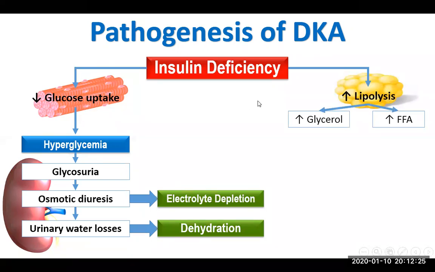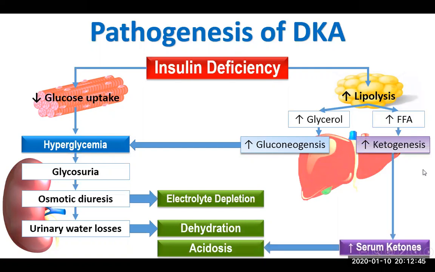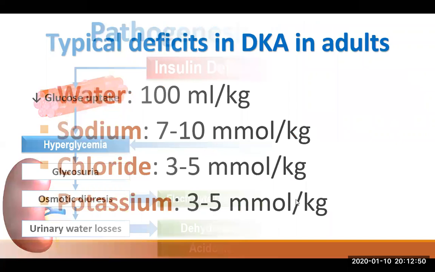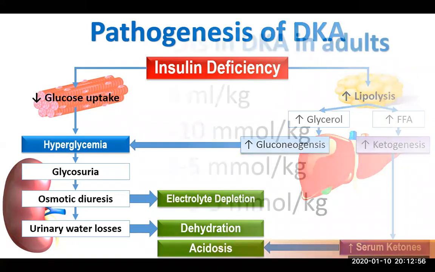And in another arm, insulin deficiency leads to increased lipolysis with increased glycerol and increased free fatty acids. Increased glycerol leads to increased gluconeogenesis in the liver, which leads to hyperglycemia and so on, dehydration and electrolyte depletion. In the other arm, increased free fatty acids lead to increased ketogenesis with increased serum ketone bodies, which lead to acidosis. These are the criteria of DKA: hyperglycemia, dehydration, acidosis and some electrolyte depletion.